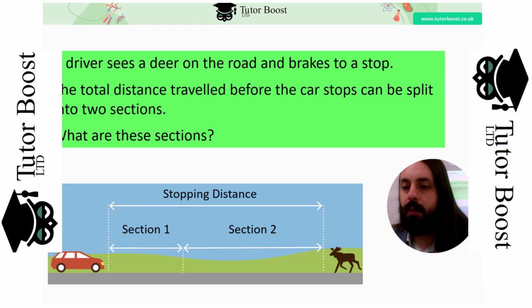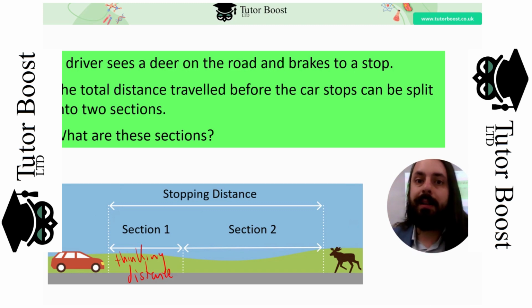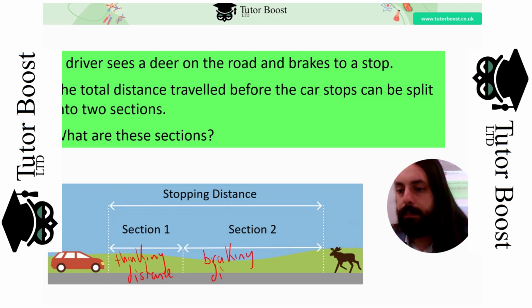Okay, so for section 1, that would be thinking distance. Thinking distance is defined as the distance covered by the car from when you see the danger until when you apply the brakes, and that's in relationship with your reaction time. So anything that affects your reaction time, like drugs, alcohol, tiredness, age, will affect your thinking distance. Then for section 2, that would be braking distance, and that it's only due to the car condition and the road condition.